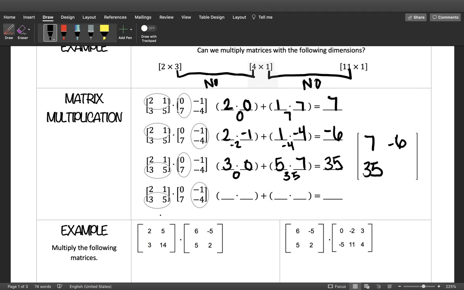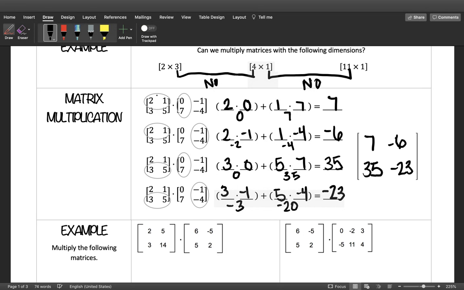And then we're doing the next one. So 3 times -1, 5 times -4. 3 times -1 gives me a -3. 5 times -4 gives me a -20. And then we're going to add those together. -3 plus -20 will give me a -23.